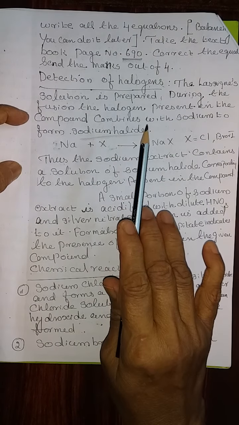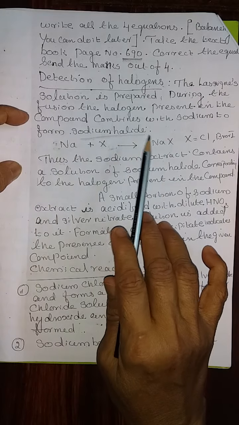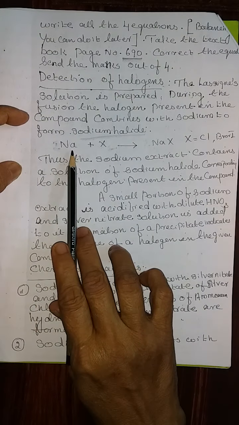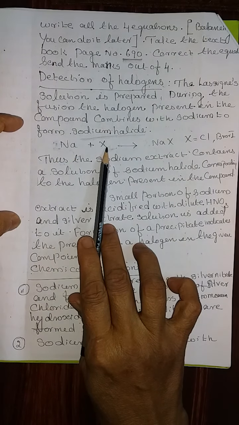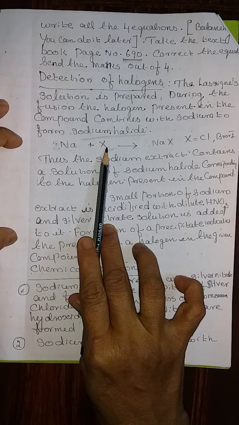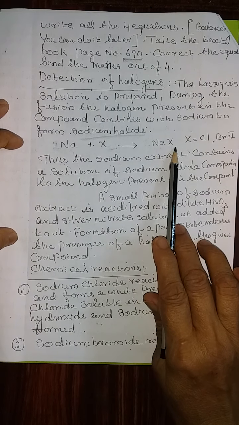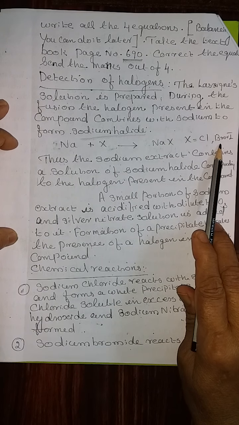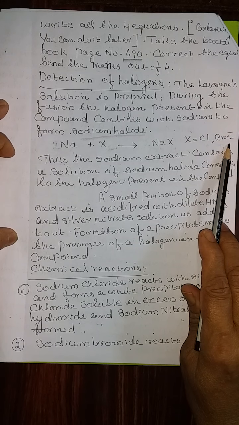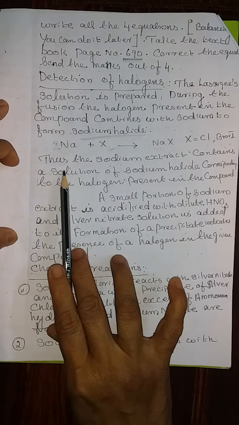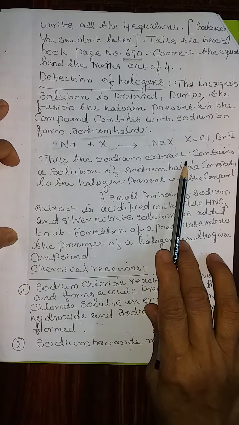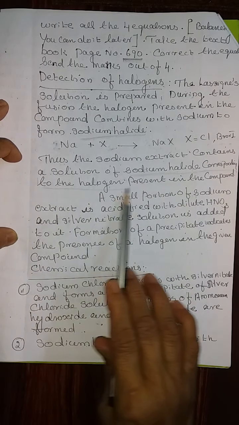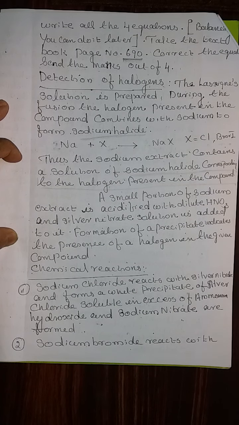That is the chemical reaction taking place during the fusion. Sodium reacts with whatever halogen is present in the organic compound and forms a sodium halide. It can be sodium chloride, sodium bromide, or sodium iodide. Thus, the sodium extract contains a solution of sodium halide corresponding to the halogen present in the compound.